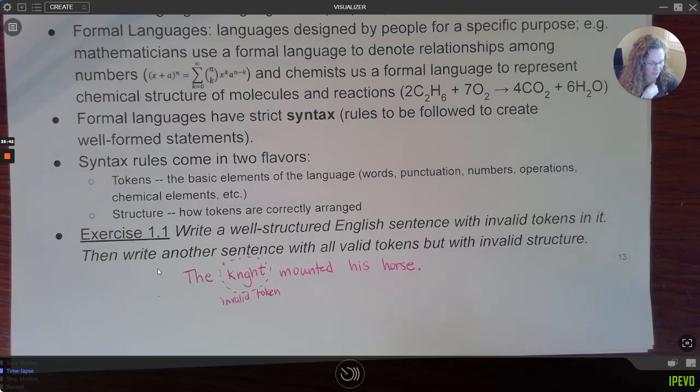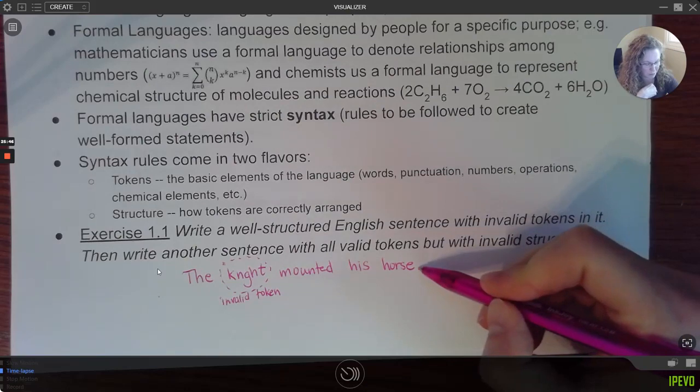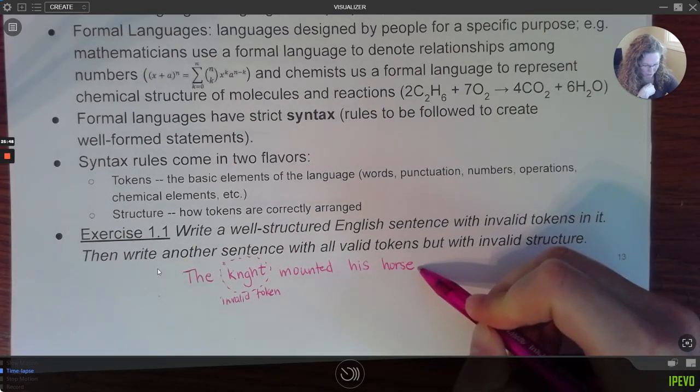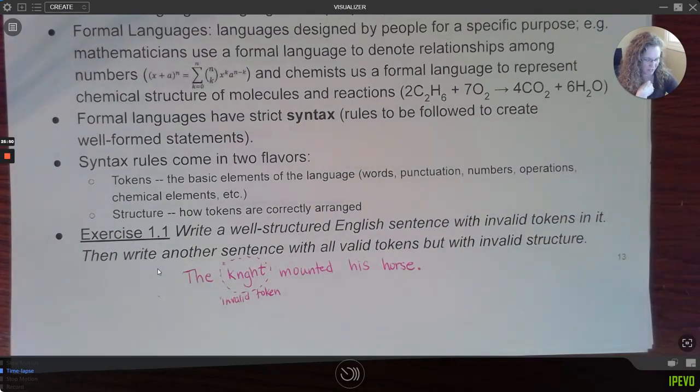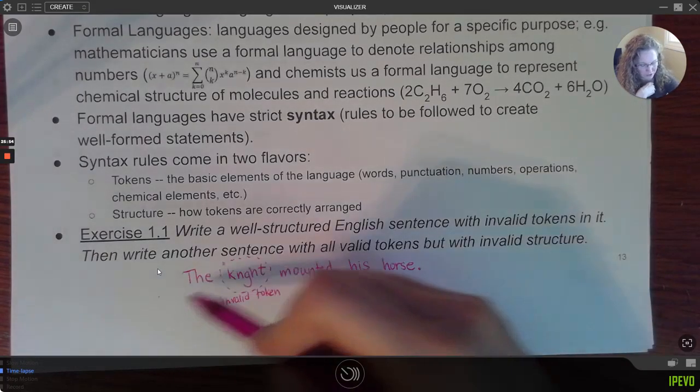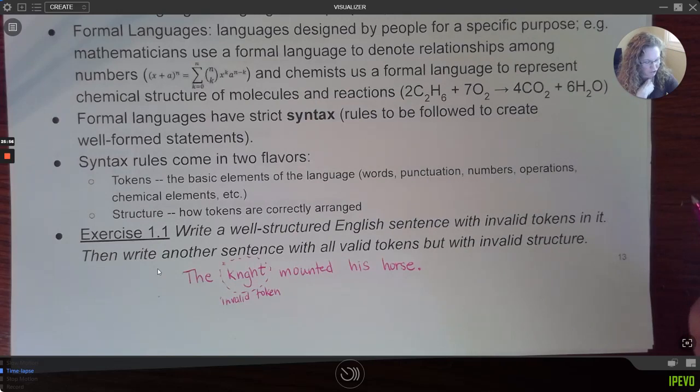Another thing that would have an invalid token is if you use a bad operator at the end, like a comma at the end. Well, I guess that would be an invalid structure as well, because part of your structure is that you have to have a legal end mark on there.